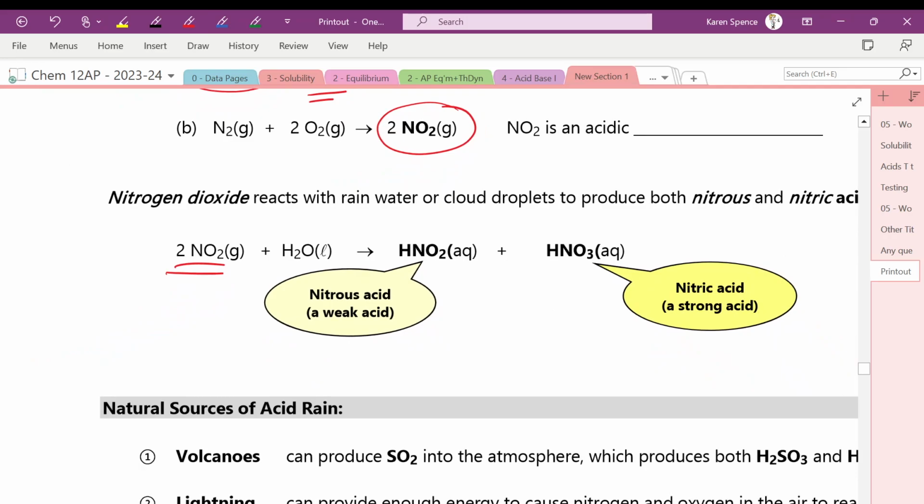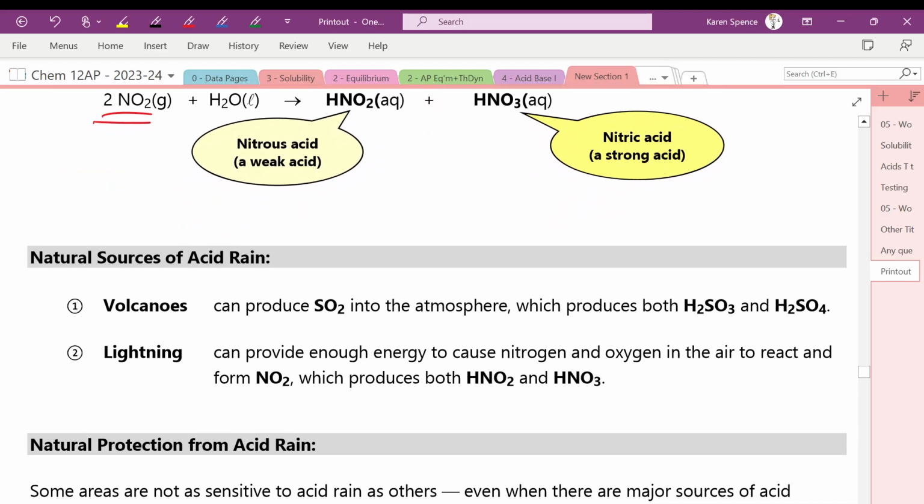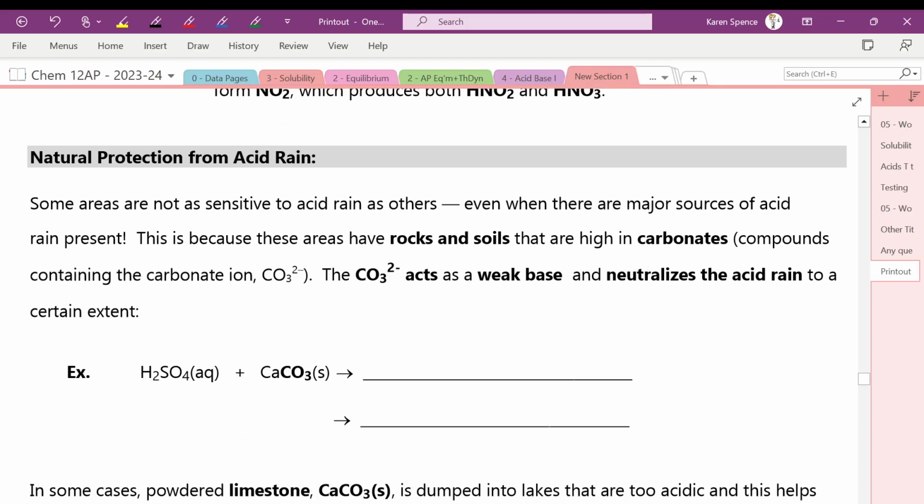Natural sources. Volcanoes. You can actually end up with nasty acid rain from volcanoes if you've got a big explosion. And then lightning can produce NO2, which can form HNO2 and HNO3. Natural production of acid rain.